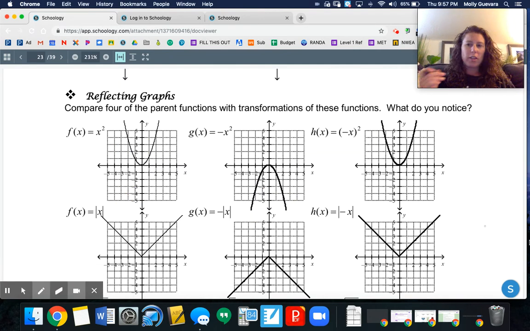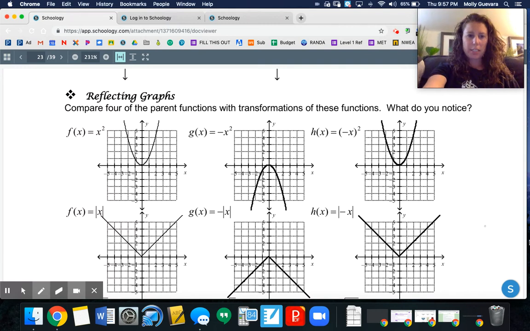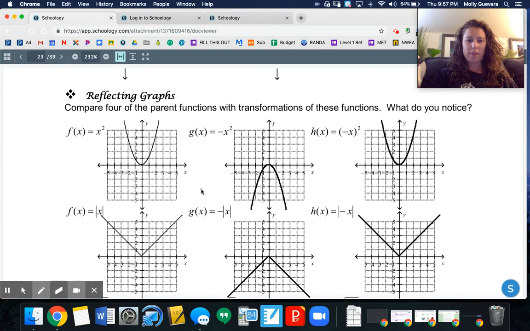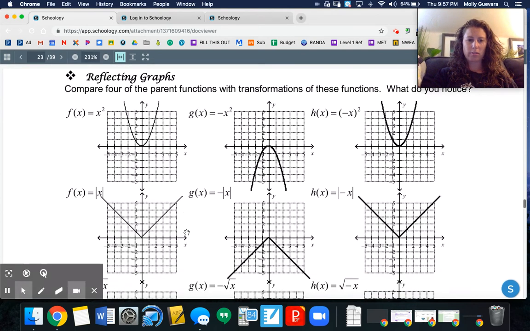All right, so moving on to our next objective, we're looking at reflecting graphs. It says compare 4 of the parent functions with transformations of these functions. What do you notice? Let's just look at the first one and the second one, because I can't fit any more on my screen, I can only do 2. But it'll end up being the same idea no matter what.